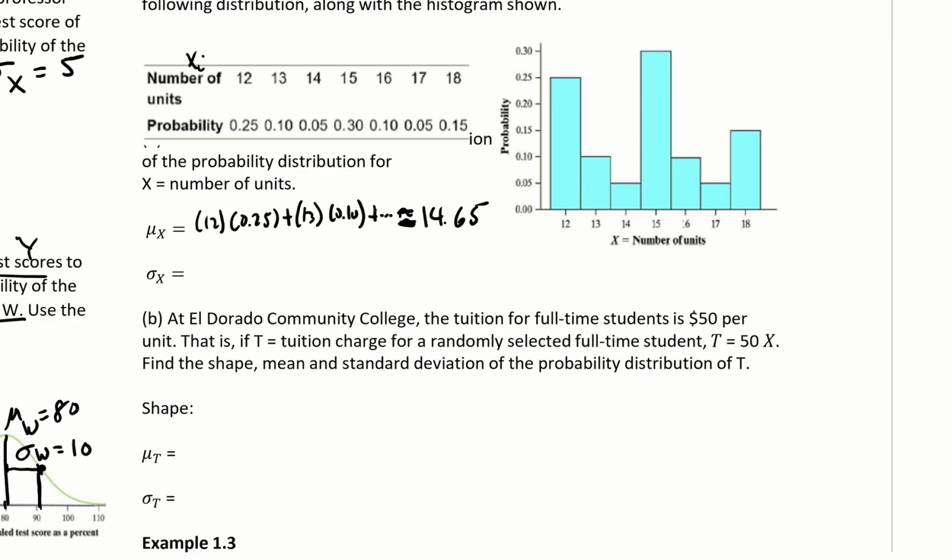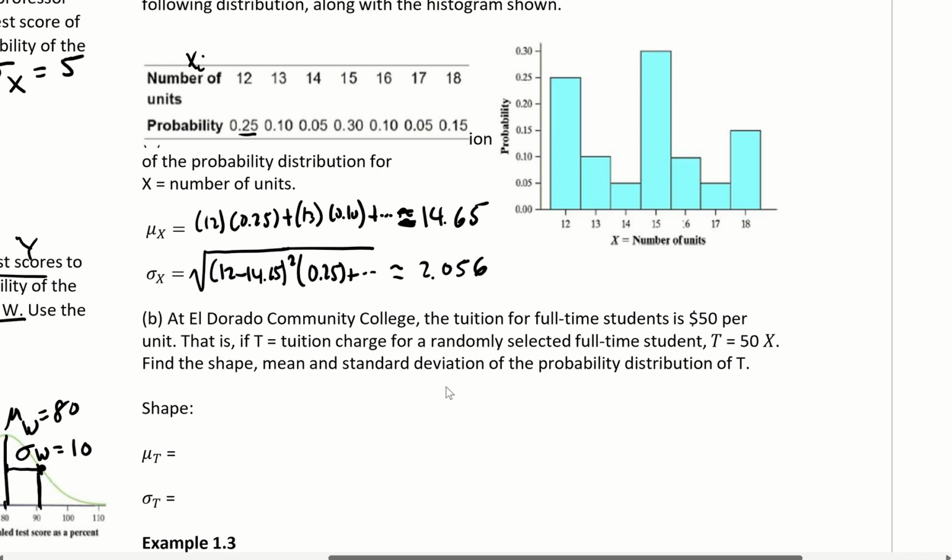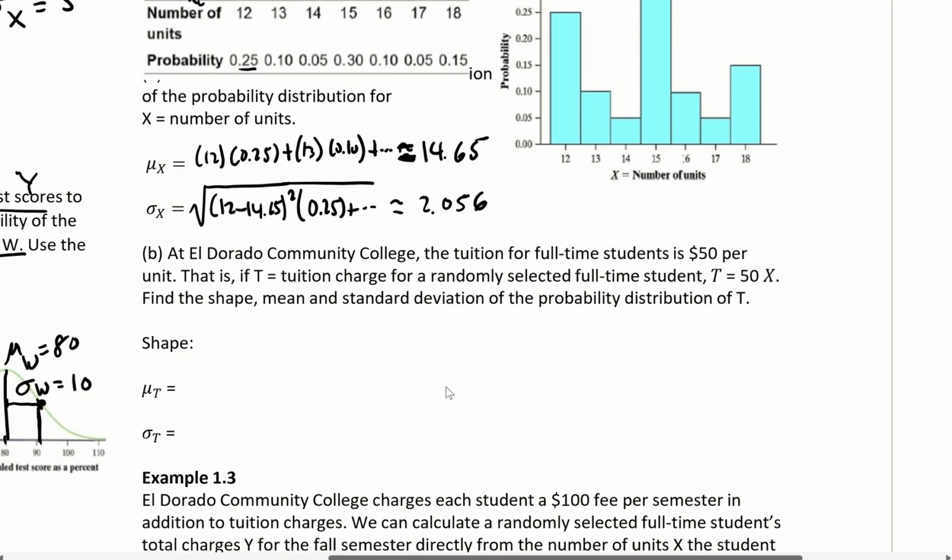All right, now the standard deviation is the square root of the sum of the x value minus the mean that we just got, squared, multiplied by the probability, and you repeat that, dot, dot, dot. And then again, I've shown you how to do this on the calculator, so I won't show you here. Yeah, 2.056. Okay, so that's the original distribution.